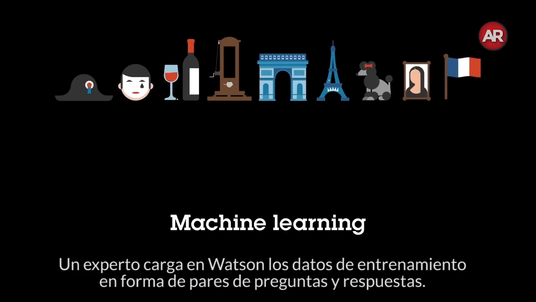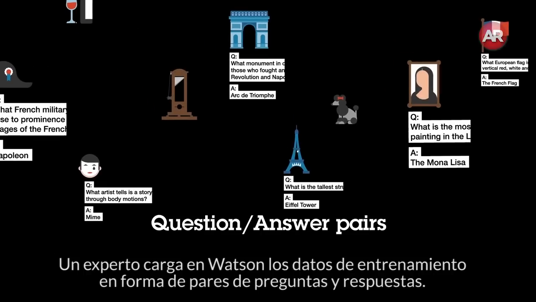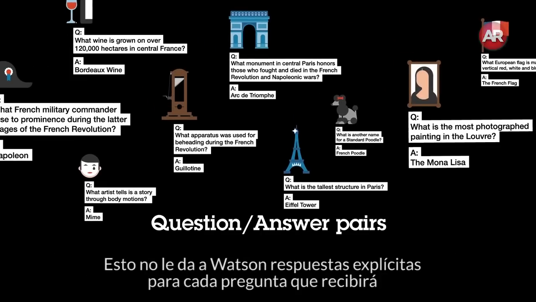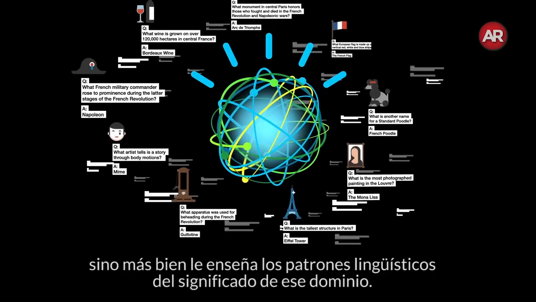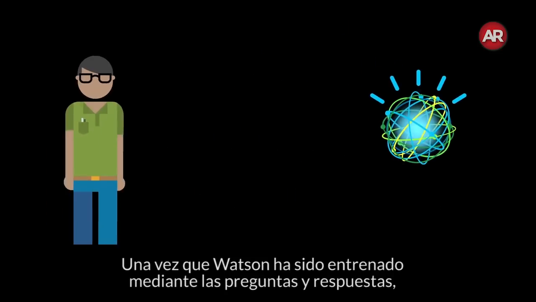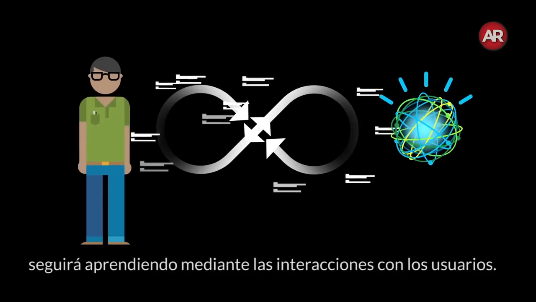An expert will upload training data into Watson in the form of question-answer pairs that serve as ground truth. This doesn't give Watson explicit answers for every question it will receive, but rather teaches it the linguistic patterns of meaning in the domain. Once Watson has been trained on QA pairs, it continues to learn through ongoing interaction.